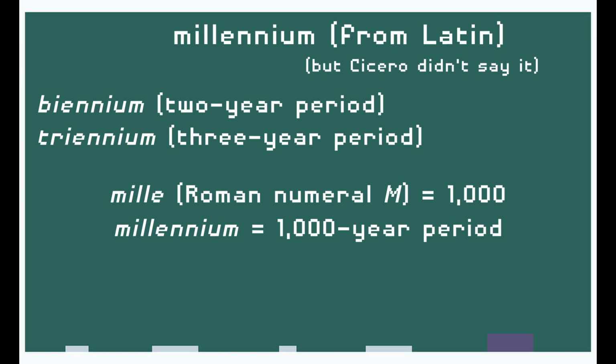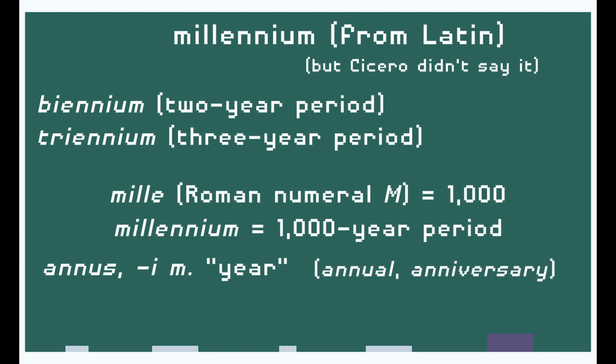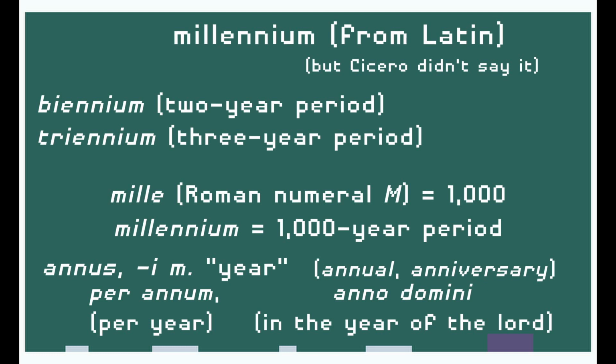The root word of the ennium suffix is annus, which means year. This is a common root in other English words, of course, like annual and anniversary. It also appears in several common Latin phrases, like per annum or anno domini.